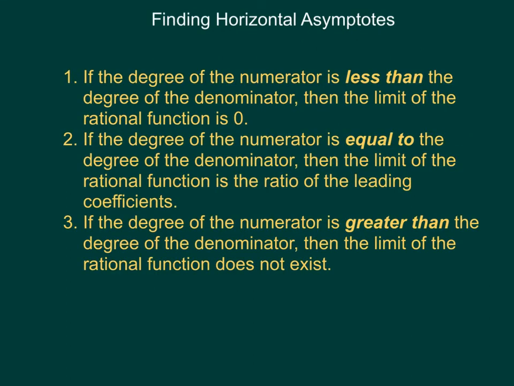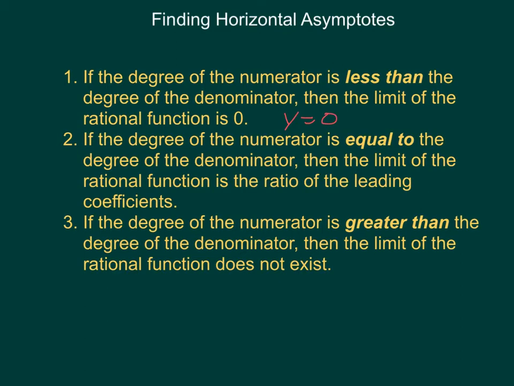Now that we know what a horizontal asymptote is, we need to find them. The first thing we do is look at the degree of the numerator and denominator of that rational function. If the degree of the numerator is less than the degree of the denominator, then the limit of that rational function is 0, and the horizontal asymptote is going to be y equals 0 as well.